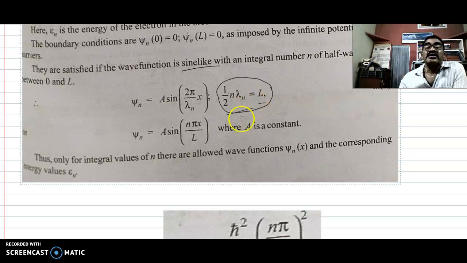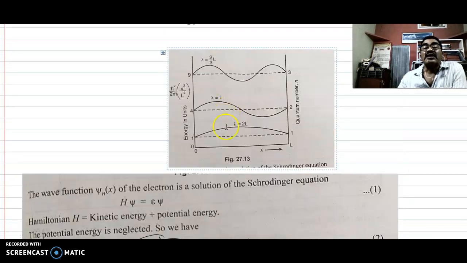Half of the wavelength multiplied by n gives L. If n is equal to 1, the length is L. In this case, L is equal to half of the wavelength, lambda n by 2.